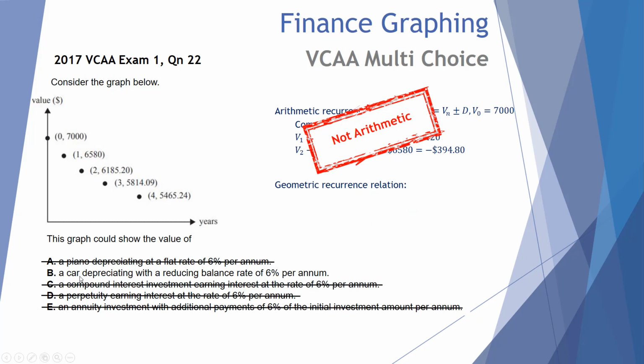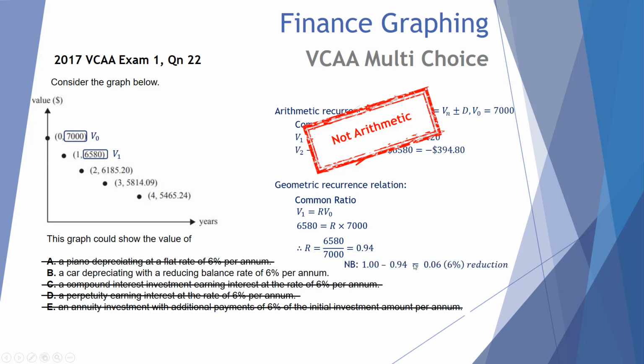That leaves us with option B, a car depreciating with a reducing balance rate of 6% per annum. This is a geometric recurrence relation, so we're looking for a common ratio between every term. So we compare our V0, our original value, and V1. Put in our terms, substitute them in, and divide the left-hand side by the right-hand side, divide 6580 by 7000. We find R, the factor or ratio, to be 0.94, which means every successive term is only 94% of the previous. So that represents one takeaway 0.94 is 0.06. It's the same as a 6% reduction.